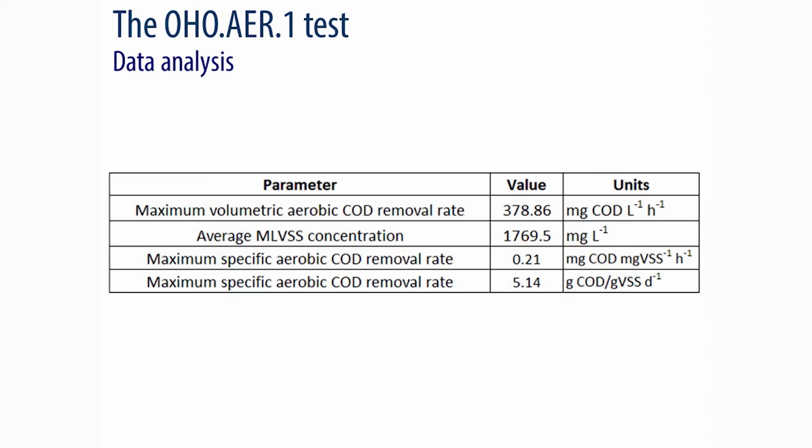Thereafter, the maximum volumetric chemical oxygen demand removal rate can be determined by linear regression. This is carried out by fitting the first chemical oxygen demand measurements and through the determination of the trend line that provides the highest determination coefficient, R squared. Thus, the maximum volumetric chemical oxygen demand removal rate corresponds to the slope of the equation that describes the trend line.